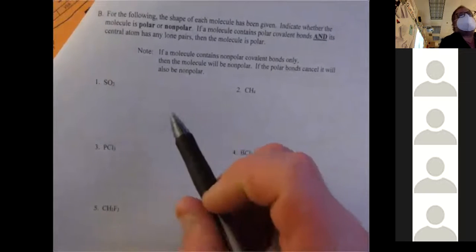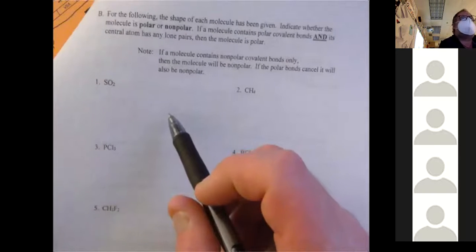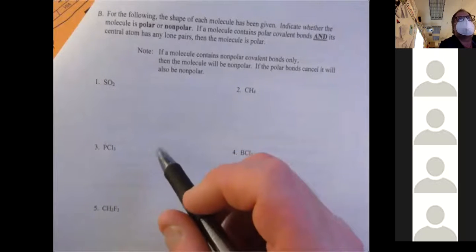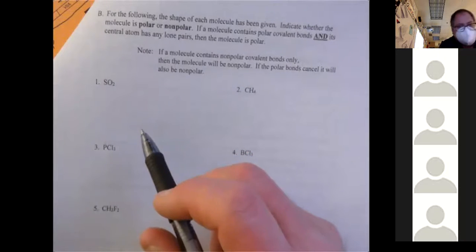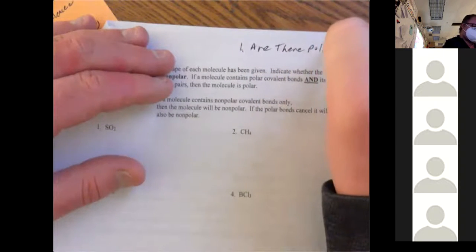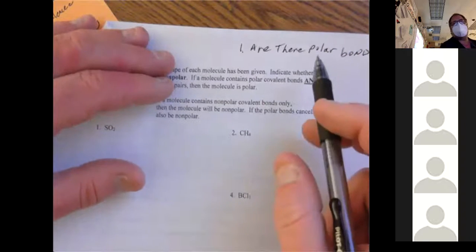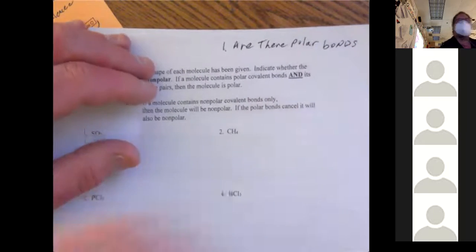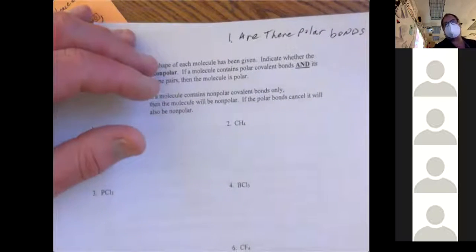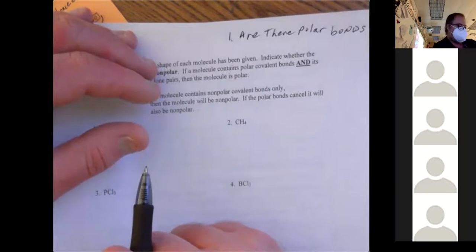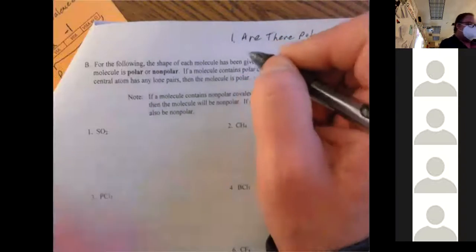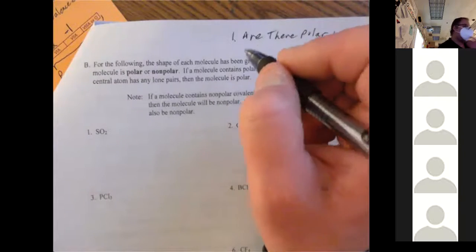So the second part of this lesson is determining whether something's polar or not molecule-wise. The first thing we've got to do is find out whether bonds are polar. So one, are there polar bonds? If there are no polar bonds, then it's nonpolar, and it won't have these attractive forces like water. So that's the first question. Let's take a look here.